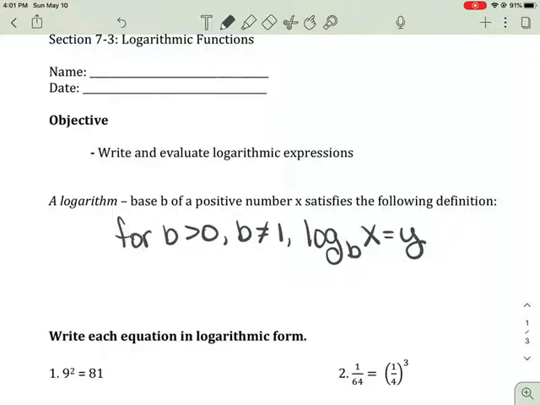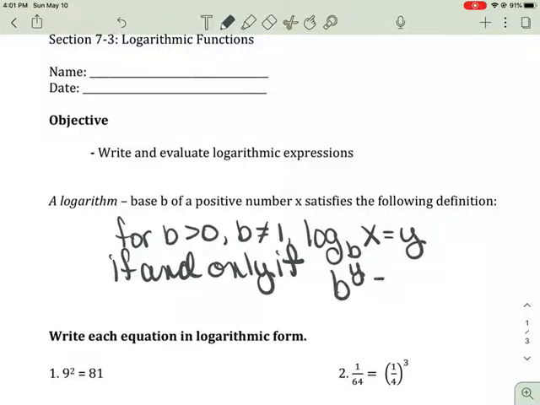So we have this short word log, which is basically shorthand for logarithm. We have a subscript, which is called b. Okay, so there's our base. So it's a subscript of x is equal to something called y. Well, what's x and what's y? Okay, if and only if b to the y is equal to x.